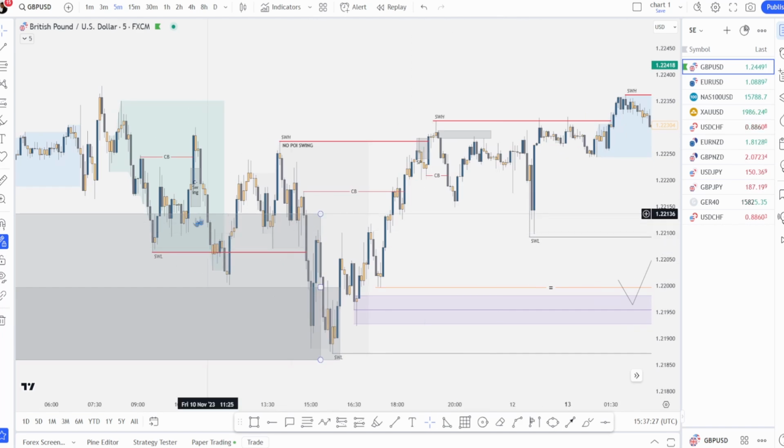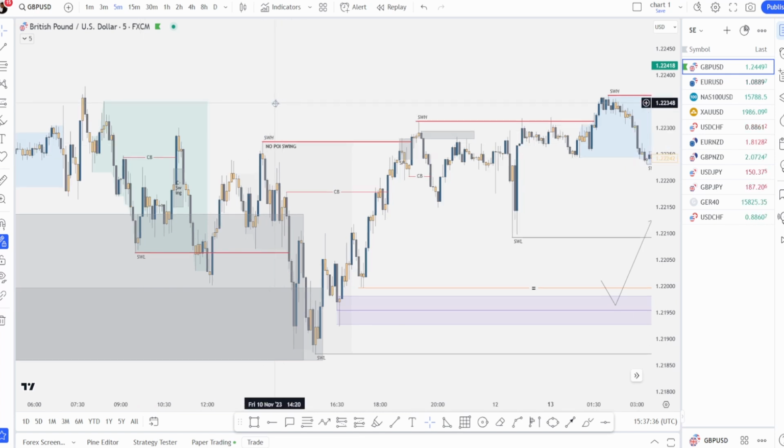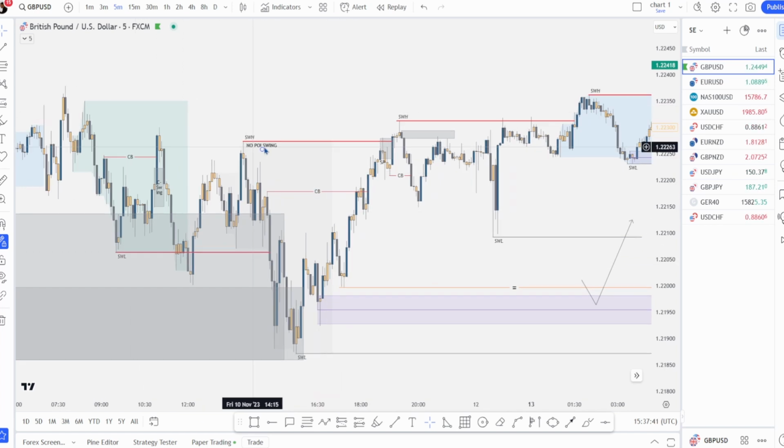Now, for example, you can see this is where we had a 5-minute low. Price has come up and broken the 5-minute high, okay, giving you a swing low, meaning price is most likely going to go bearish. It's at this point that we establish a swing high with no POI.